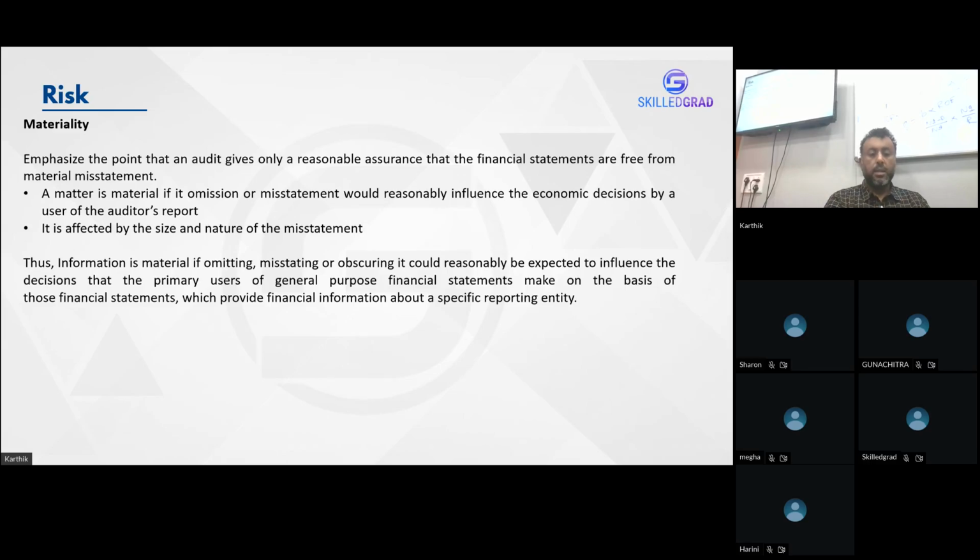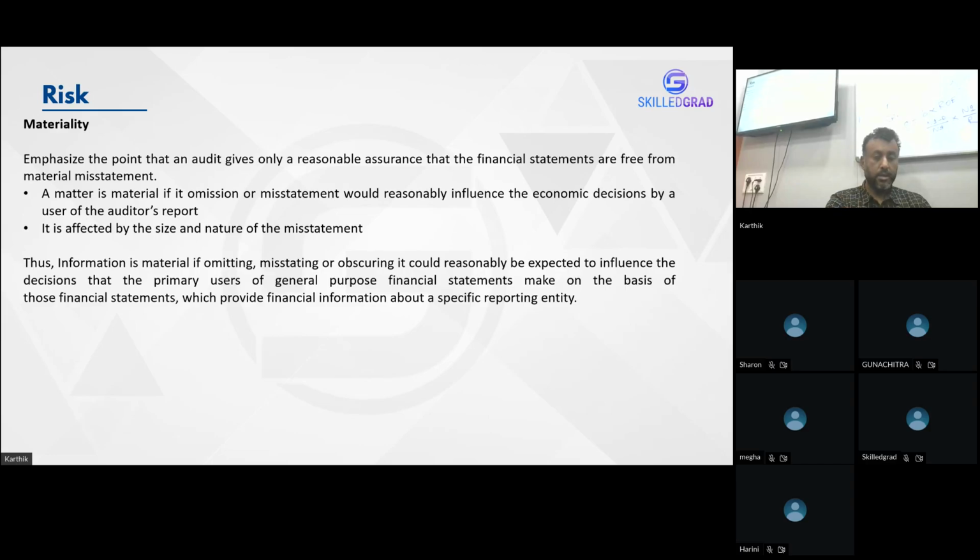Okay. Thus, information is material if omitting it, that is, not showing it at all, or misstating it, showing a different number altogether, or obscuring it could reasonably influence the decisions of the users of the financial statements about a specific reporting entity. Obscuring means hiding it, deliberately hiding it. Clear, guys?